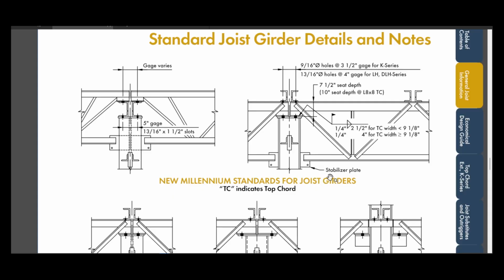Another important thing is the stabilizer plate. Generally, 3/4 inch thick stabilizer plates are provided for girder joists, half inch for LH and DLH, and 3/8 thick stabilizer plates of 6 by 6 inch size for K series, whenever we have a connection of joist with the hollow structural section column or with the wide flange column. These are general examples I am sharing here. Based on the project, the values may vary.